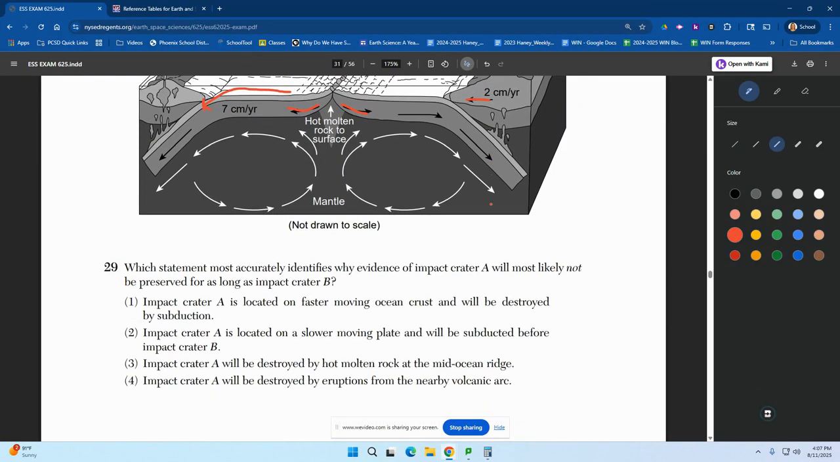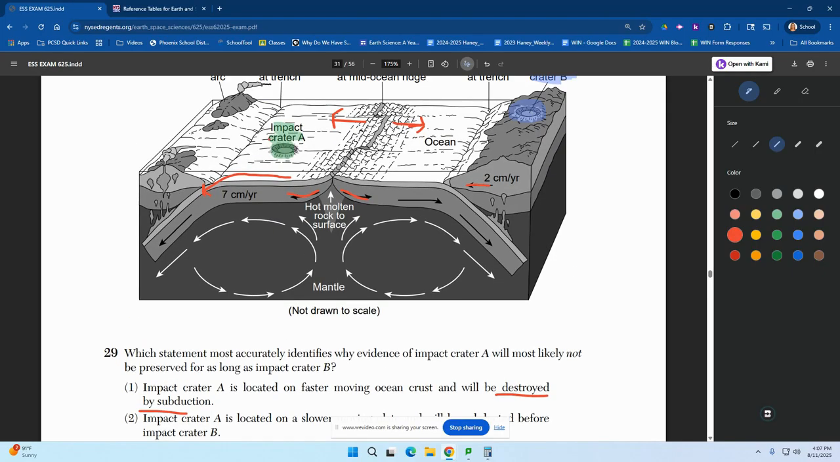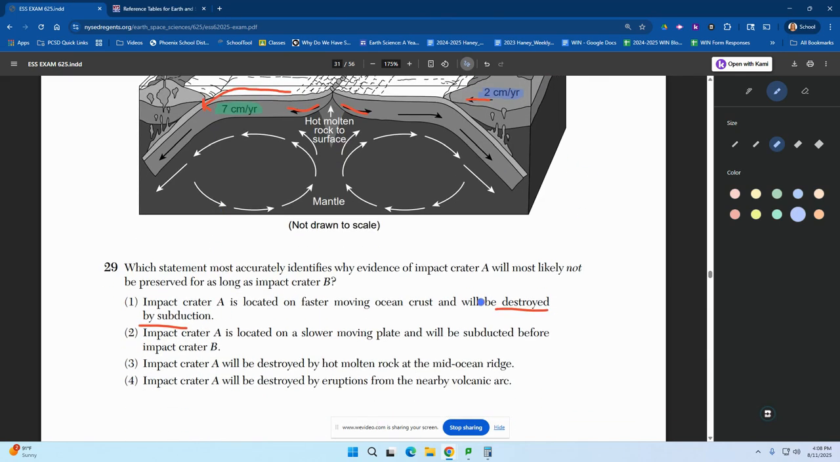Okay. So it says impact crater A is located on faster moving ocean crust and will be destroyed by subduction. So we know it'll be destroyed by subduction. We just talked about that. So impact crater A. But I'm going to check the rate. So it says crater A is located on faster moving ocean crust. So if I look, impact crater A 7 centimeters per year, impact crater B 2 centimeters per year. Okay, and so A is faster moving, so that is true, and it will be destroyed by subduction. So I can actually get rid of a couple of these. If I wasn't sure what process, I could get rid of some of these just by looking at the rate.